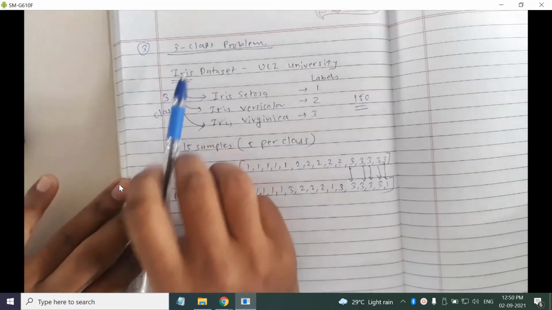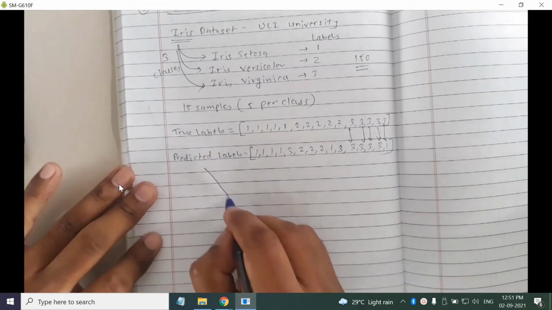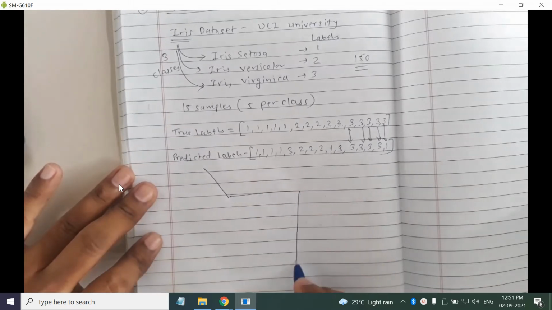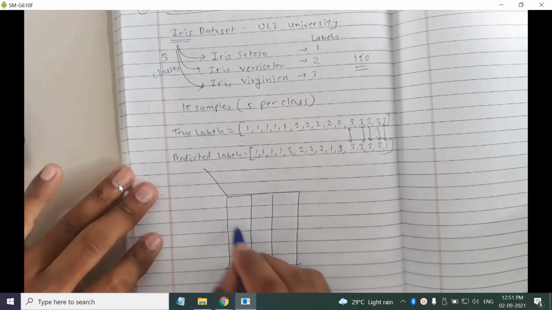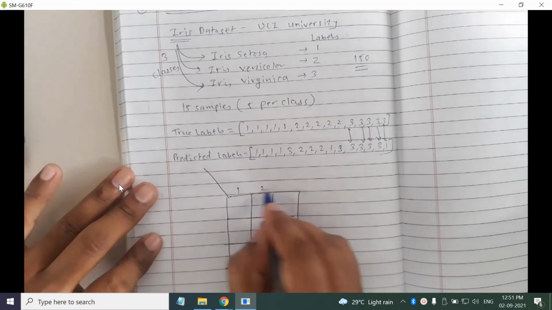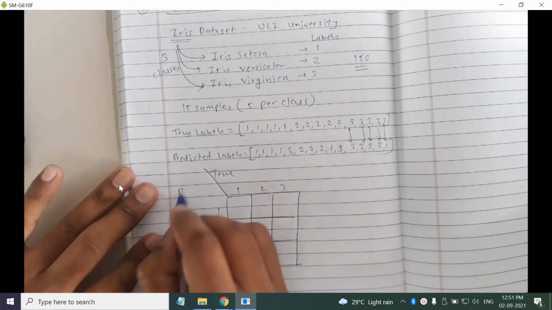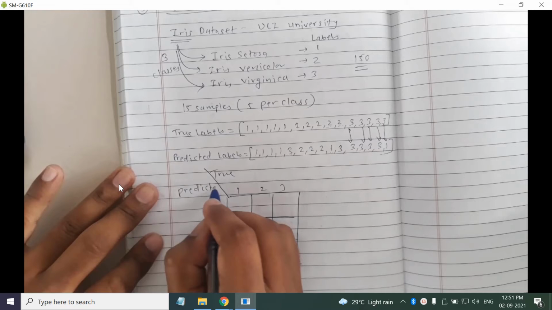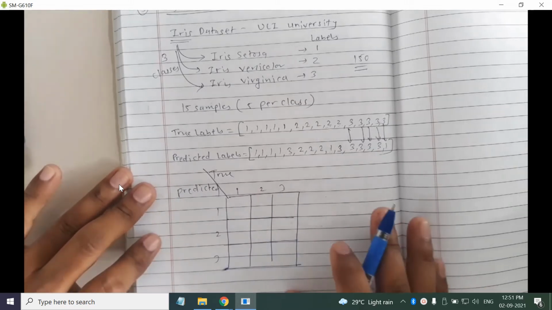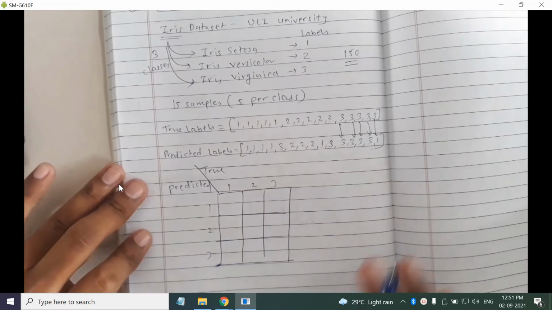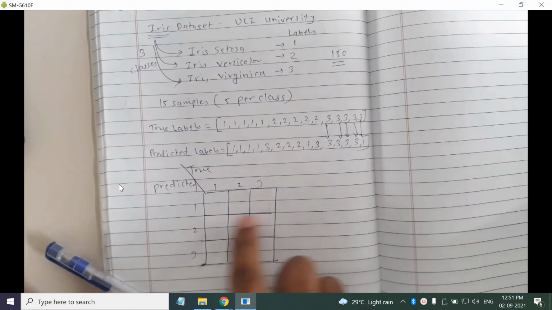Now this is a 3 class problem, so you will get a 3 by 3 confusion matrix. Let's prepare a confusion matrix. 1, 2, 3, 1, 2, 3, true and predicted. Let's fill this table. You can take 2 minutes, try to fill this table based on this data, and then tell me the rows.